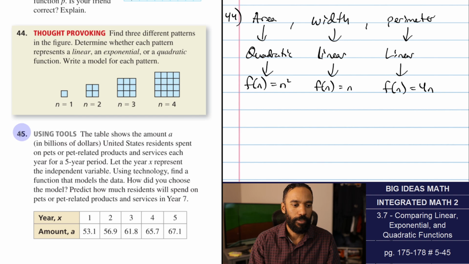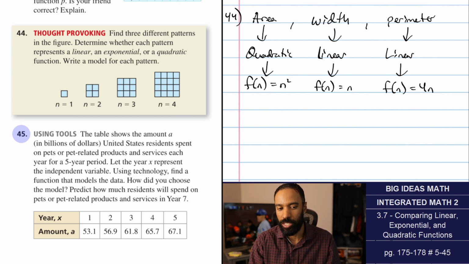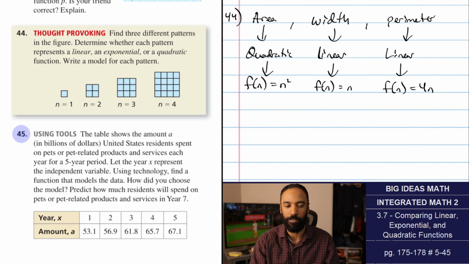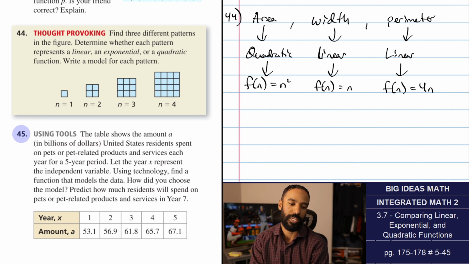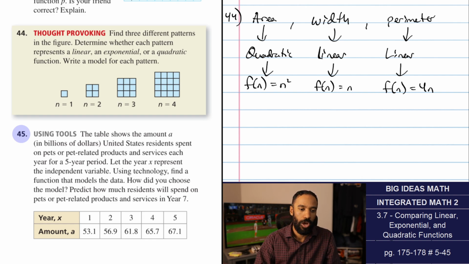Last question, number 45, using tools. The table shows the amount A in billions of dollars United States residents spent on pets or pet-related products and services each year for a 5-year period. So it's increasing over time. Let the year X represent the independent variable. Using technology, find a function that models the data. How did you choose the model? Predict how much residents will spend on pets or pet-related products and services in year 7.